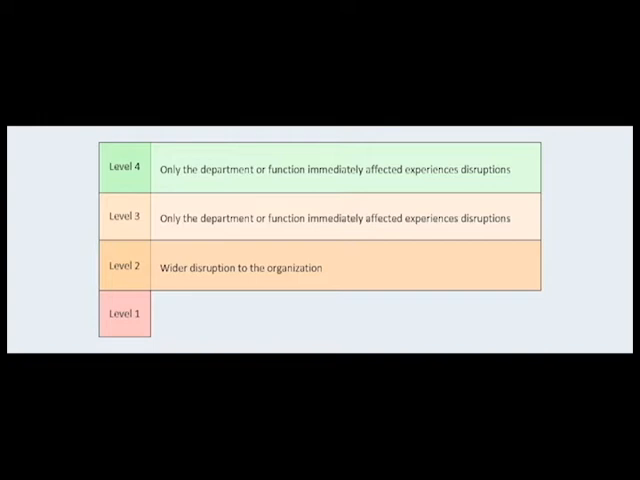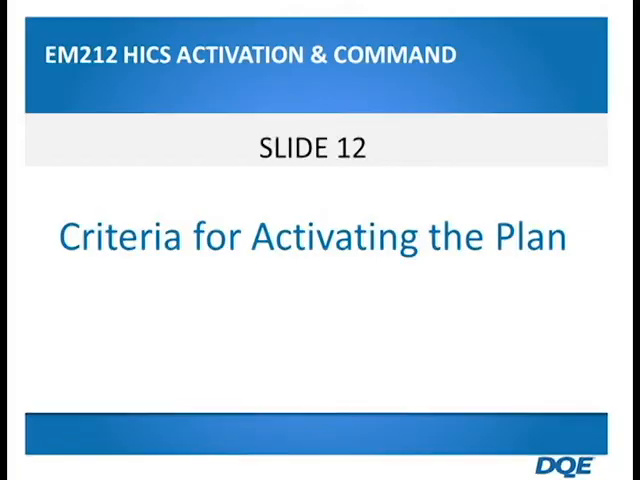For a Level 2 EOP activation, there is wider disruption to the organization as the event's impact extends beyond a single function or department. Even at this level, portions of the organization may still be able to maintain their normal business operations. For a Level 1 EOP activation, most or all of the organization's resources are focused on managing the incident. It is important to remember that EOP activation levels exist on a sliding scale, and the response can be escalated or de-escalated by the incident commander as conditions change.